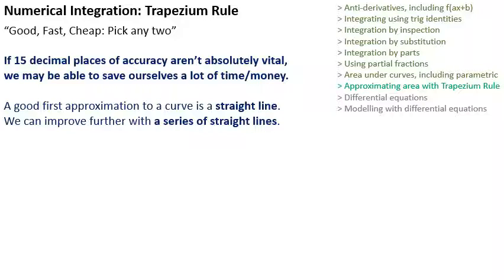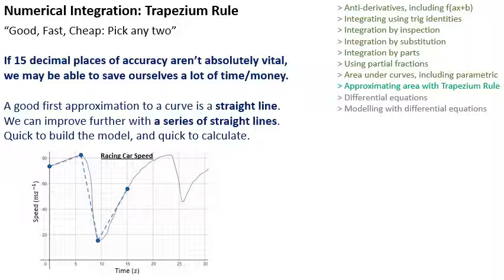But we get most of the advantages of straight line modeling through a series of straight lines. We can build the model quickly because all we need is the endpoints for each line, and we can calculate using the model quickly as well. We can integrate, we can consider the area underneath a straight line without even needing to use the techniques of integration. We can look at each piece as a straightforward looking polygon. In fact, each one is just going to be a trapezium.